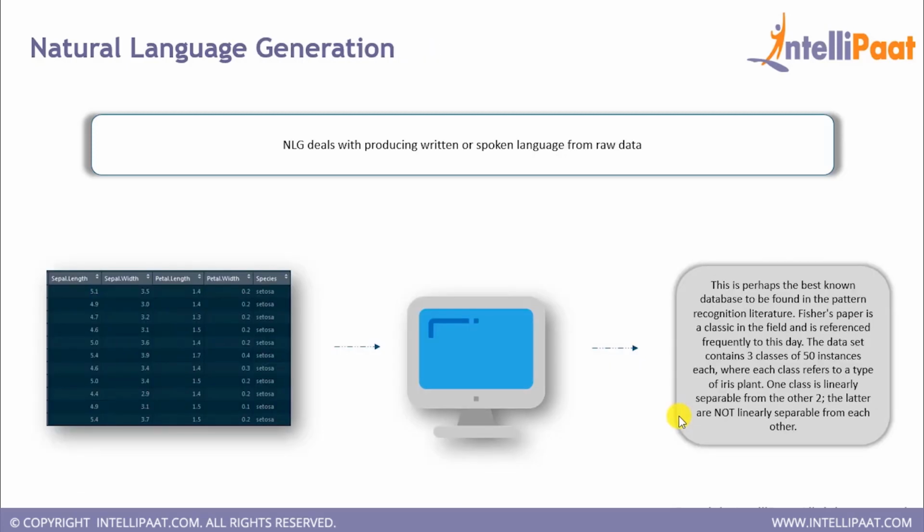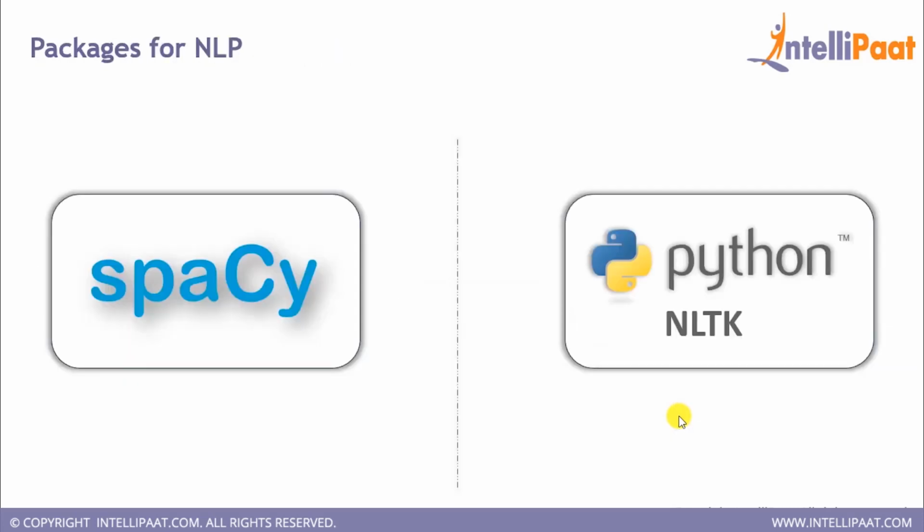Then we have natural language generation. NLG deals with turning raw data into simple human understandable language, or in other words, producing natural language from raw input. Now to implement the NLP concepts, you would need some packages tailor-made for natural language processing. So in today's session, we will work with two such packages, which are NLTK and spaCy.